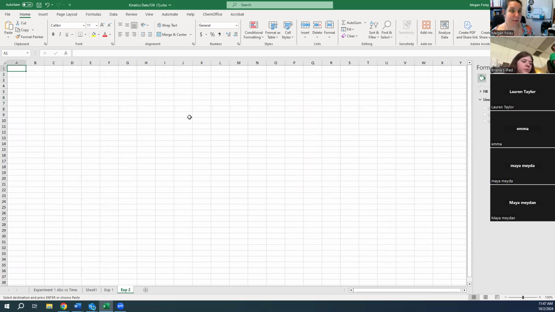I'm going to go over to experiment number 2 tab. And again, you don't have to necessarily do this. I just like this so that I have plenty of room for my graphs and I don't get lost of which graph is which.